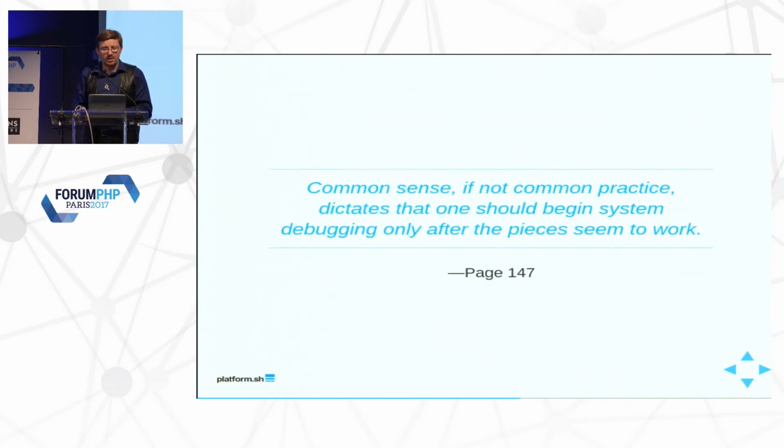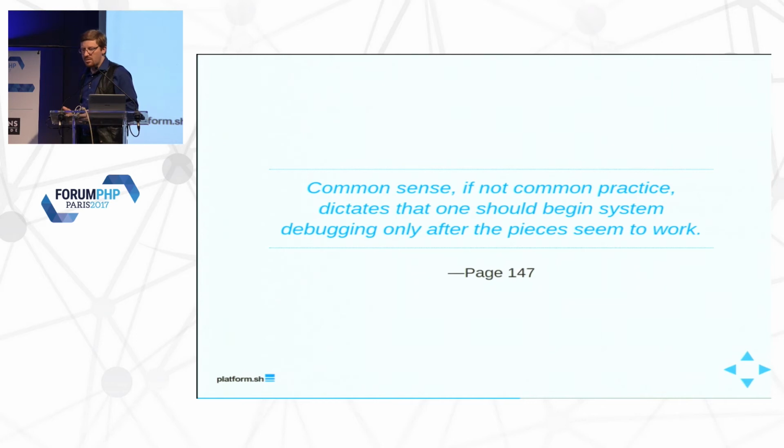Common sense, if not common practice, dictates that one should begin system debugging only after the pieces work. You need to be able to debug those individual pieces separately from each other, build standalone libraries that you can test, and then plug into your system. Otherwise, you have no clue where the bug is. Architect top-down, debug bottom-up.